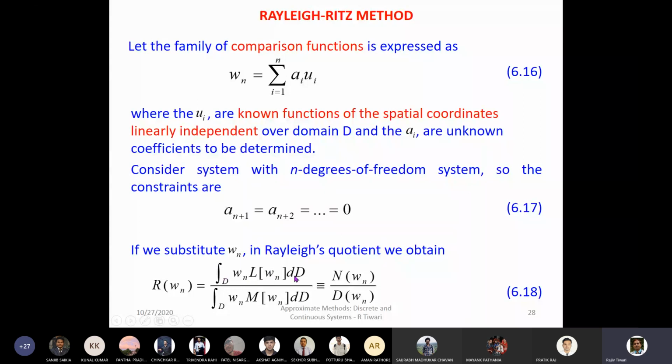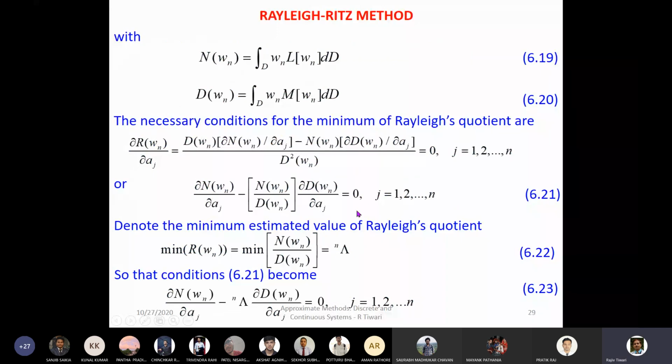So we are defining this integration as n, which is a function of Wn, and this we are defining as d. Basically denominator d and numerator n. The numerator I'm calling n, which is a function of Wn, and the denominator is d. So n according to that is this, and d is this.